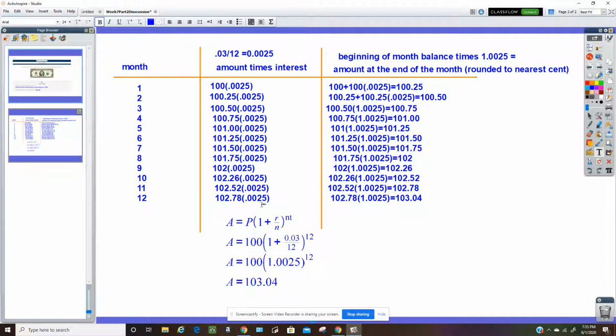So the shortcut to all this would just be doing this here. But this would be what your savings account bank statement would look like if you did not deposit any more money into your account. You just put $100 in there, and if you had 3% interest, at the end of 1 year you'd have $103.04.